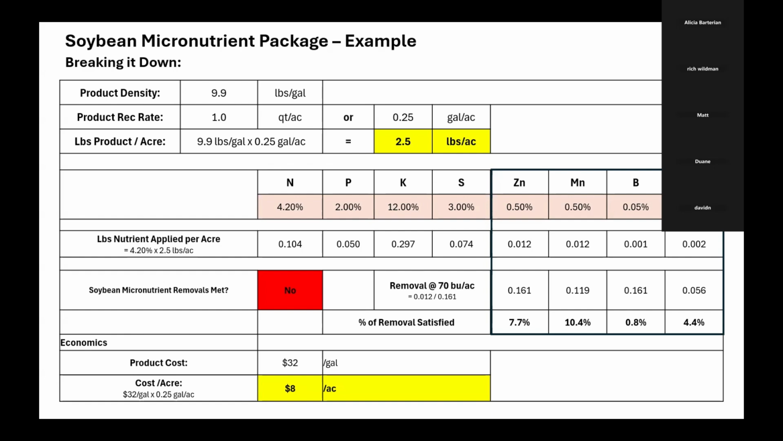So it's just, you need to do this exercise to really see and pinpoint what we are getting out of it. Do we need it? And basically justify the economics of $32 a gallon or $8 an acre.